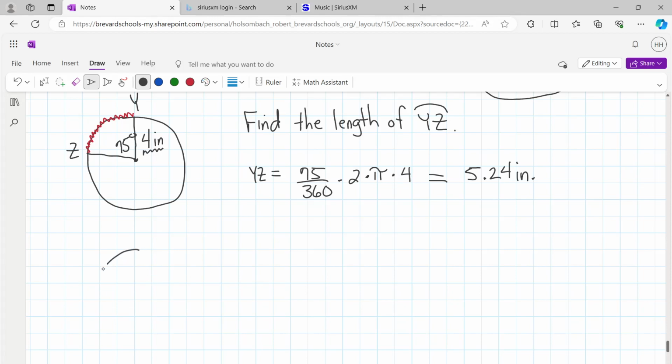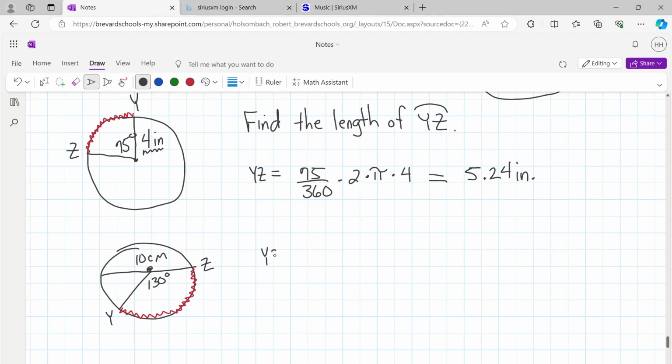So if you're given this picture, let's say we've got this circle, and this unit is 10 centimeters, and a central angle of 130, and here's your arc YZ. We're trying to find this arc length, Y to Z. But we're not given the radius anymore, we're given the diameter.